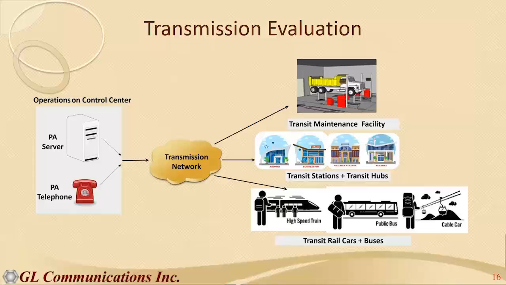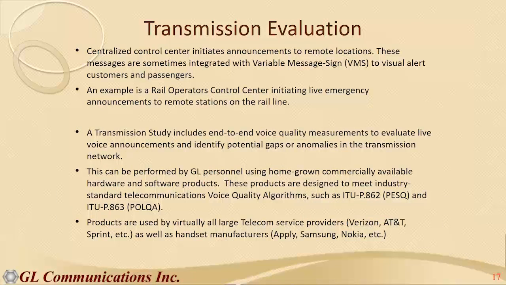So the transmission network is what I'm focused on with this slide, the next slide. And how do you evaluate that transmission network? Because your PA system, all functional elements may be operating 100%. If your transmission network has some problems, then it should at least be evaluated to rule that out as a problem. So that's what I'll mention here. Centralized control, and I just mentioned these things with the diagram, but I'll briefly say it again. An example of a centralized control center would be a rail operator control center initiating a live emergency announcement to a remote station on the rail line.